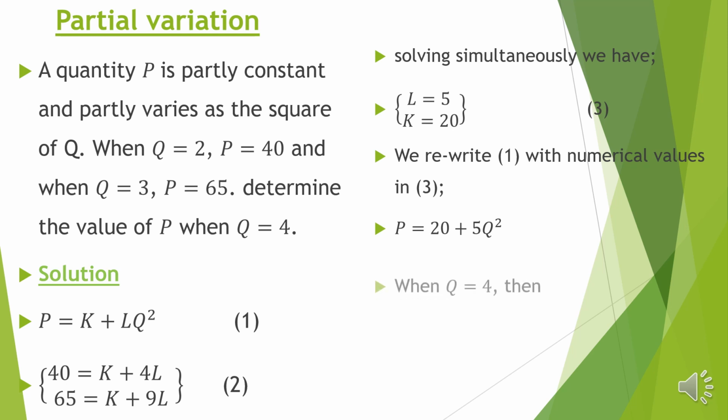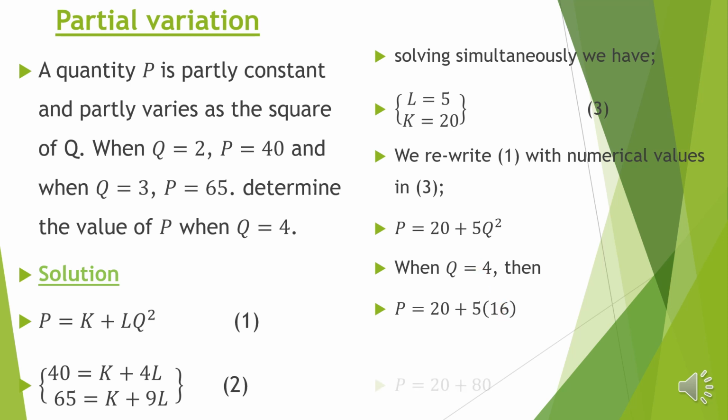Now to do that, when Q is 4, then P equals 20 plus 5 Q squared, but Q is 4, so 4 squared will give us 16. Now expanding this, we'll have P equals 20 plus 5 times 16, which is 80, and therefore P equals 80 plus 20, which gives us 100.